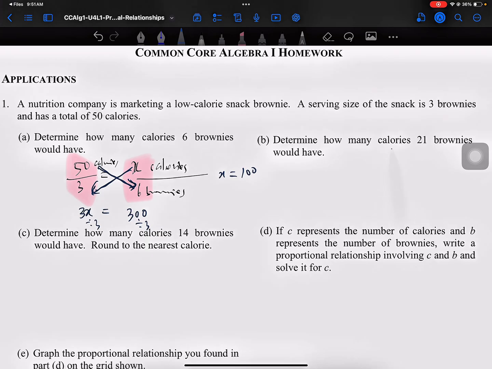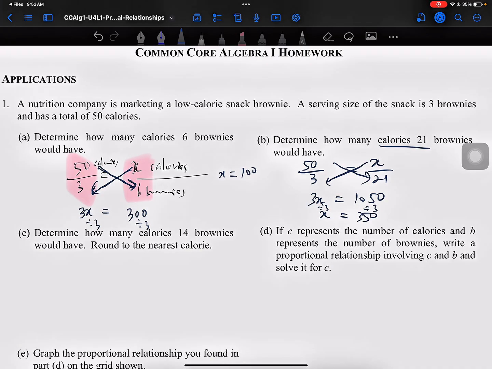So next, B, how many calories will 21 brownies have? So 50 over 3 equals x over 21. Again, we will cross multiply, which is 3x equals 1050. x is 350 after we divide both sides by 3. So it is 350 calories.